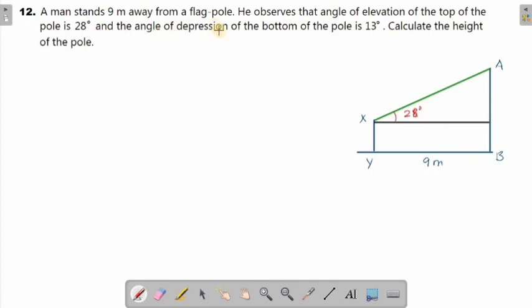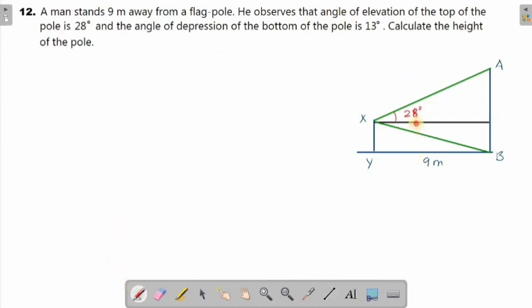Okay, and the angle of depression, remember, depression means the angle formed with the horizontal when you look down. Now the angle of depression of the bottom of the pole, so the bottom of the pole is here. The angle of depression of the bottom is given to be 13 degrees. That means if you look down from here, the angle formed here is this one, right? So this angle is given to be exactly 13 degrees.